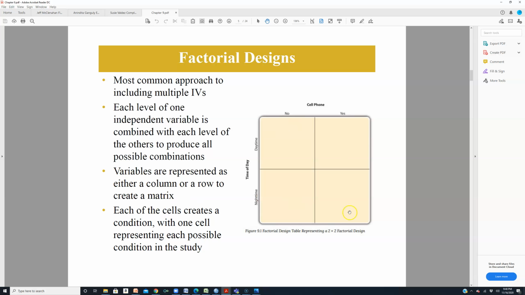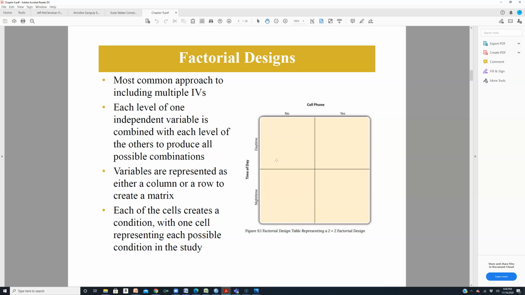So variables are represented in a matrix, just like this, where one variable has two conditions and the other variable, time of day, has two conditions. 2 by 2 equals 2 times 2 equals 4. So I have 4 separate levels and conditions. The variables are represented as a column or a row. Each condition of the variable is a column or a row. And those columns and rows intersect to create levels or conditions. Each of the cells represents one of those respective levels or conditions.